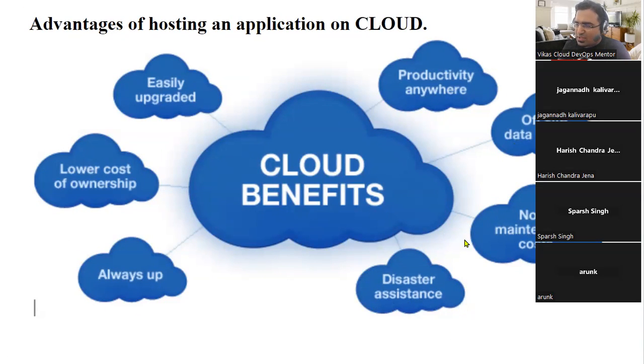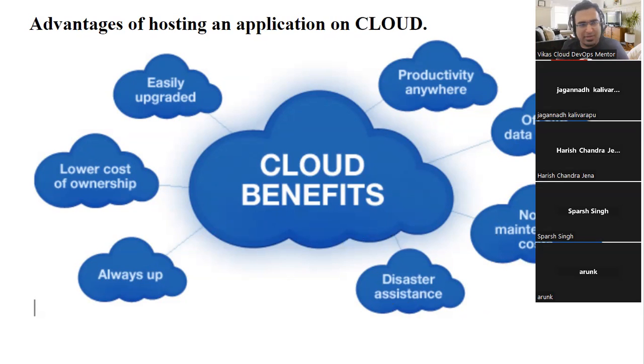What is disaster resistance? Can anyone help me out? Can anyone give me the answer? Redundancy. If any disaster happens in a particular region or location, then the services will be provided. The provider will give you the assistance to migrate your data from one location to another location. Good, great.